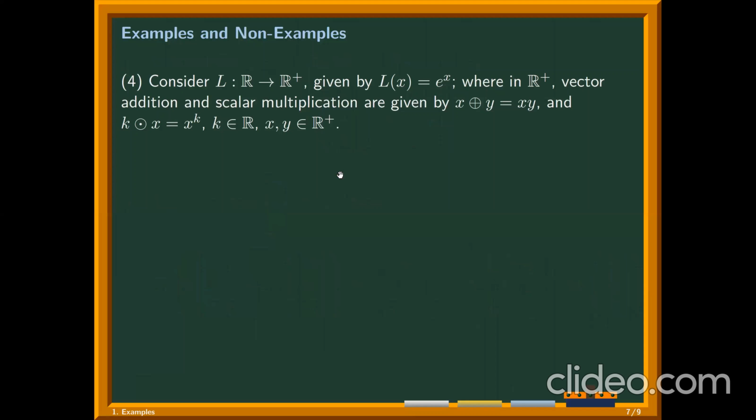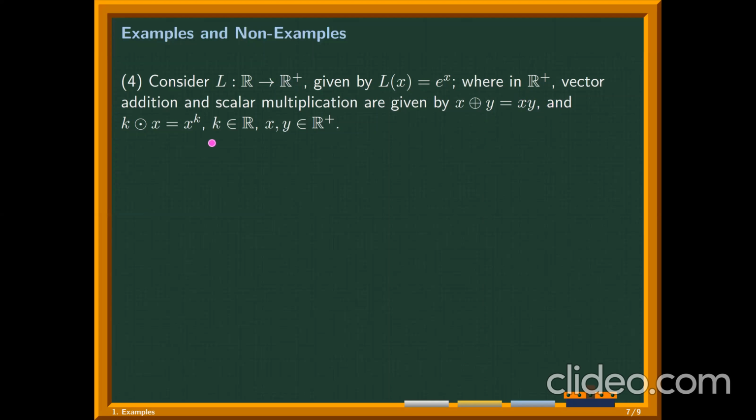Another example. Consider the vector space R, the usual set of real numbers with the usual addition and multiplication, and the vector space R plus, the set of all positive real numbers. This vector space was given in GYHD4. In this vector space, vector addition is given by this: the quote-unquote sum of two elements in R plus is equal to their usual product.